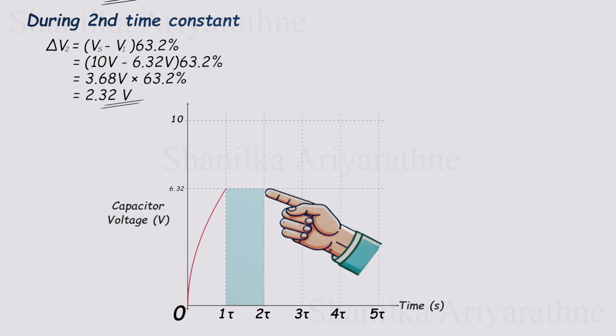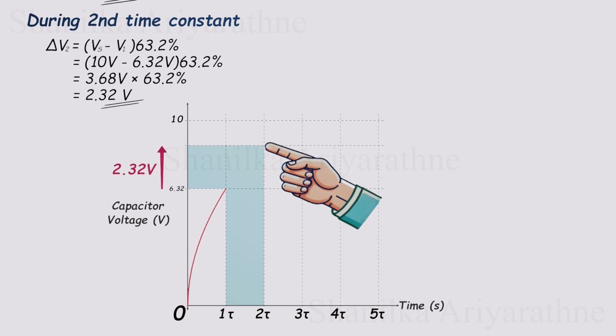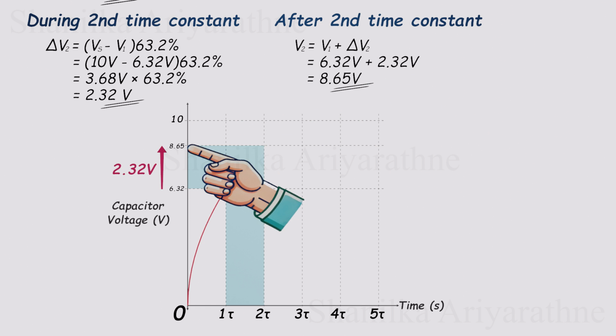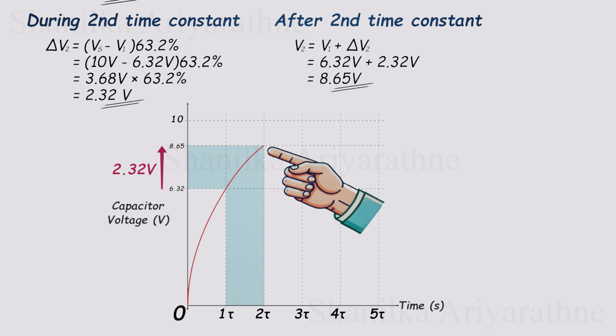Let's mark this on the graph. Starting from the end of the first time constant at 6.32 volts, we now add the 2.32 volt rise. So, 6.32 plus 2.32 gives us about 8.65 volts at the end of the second time constant. Let's plot that point on the graph too. You'll notice how the voltage keeps getting closer to 10 volts. But each step gets smaller and smaller.